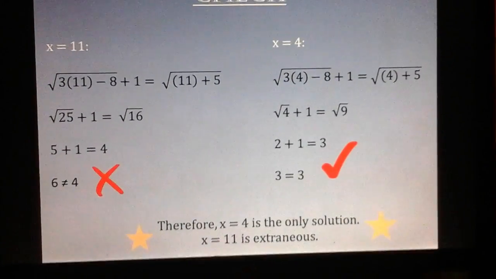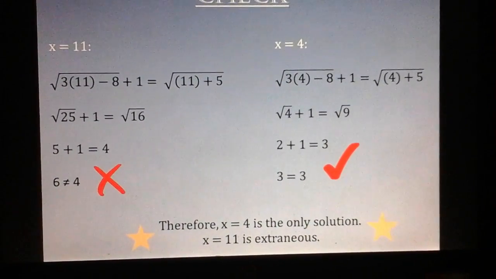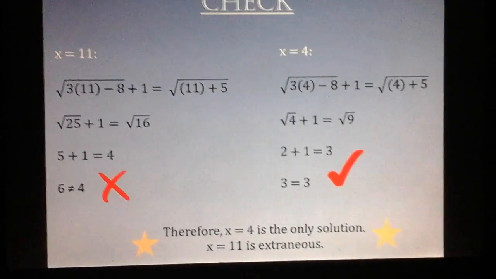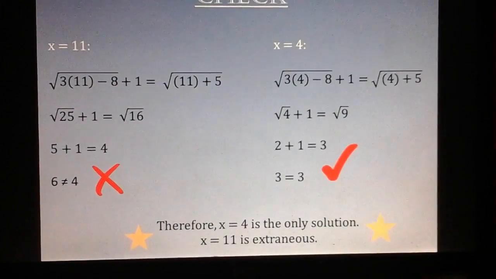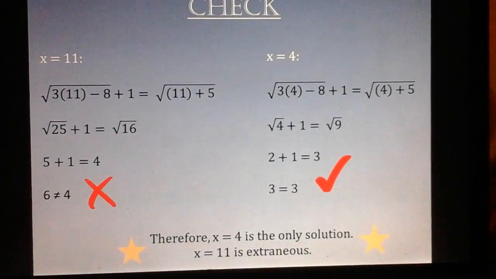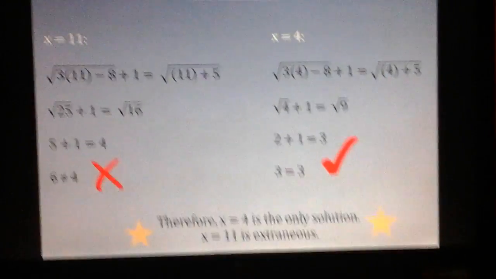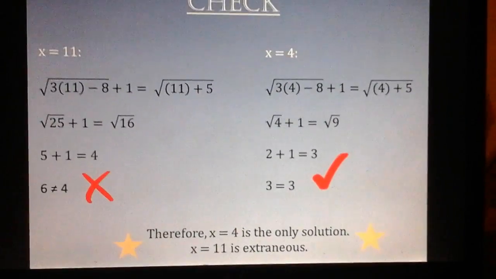Now you're going to check for extraneous solutions. When you put 11 back into the original equation, you find that 6 does not equal 4, so it's extraneous. But when you plug 4 back into the equation, you find that 3 equals 3, so x equals 4 is definitely a solution.